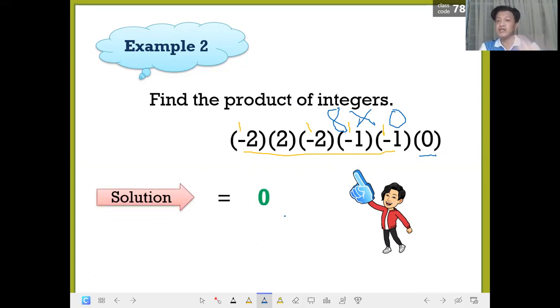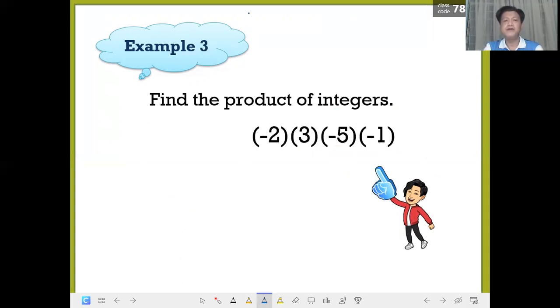Remember, ito yung diniscuss natin kanina, di ba? Any number multiplied to 0 is 0. Ibig sabihin niyan, basta may isang 0 doon sa factor na kasama doon sa iba pang integers, understood the product of this integer is 0.